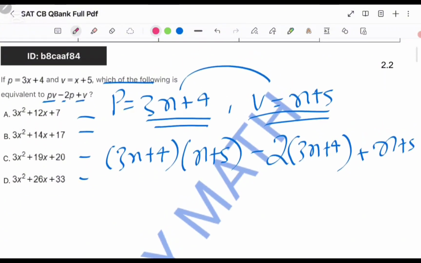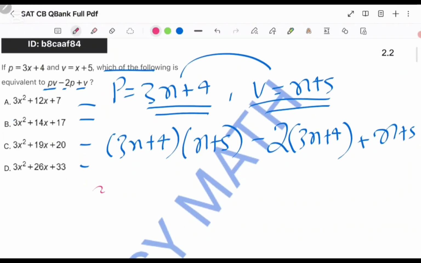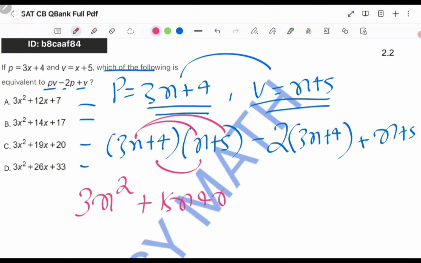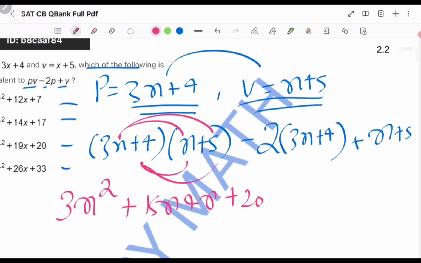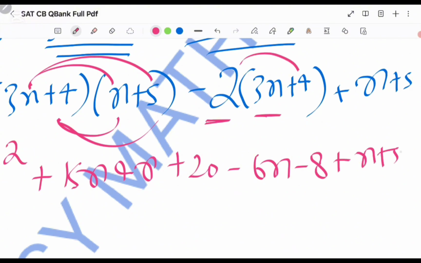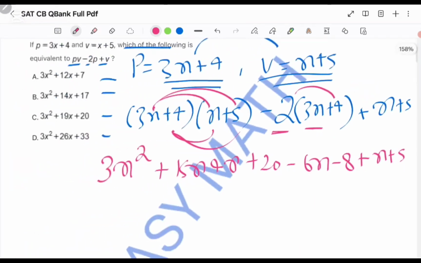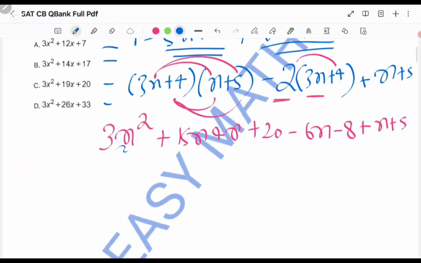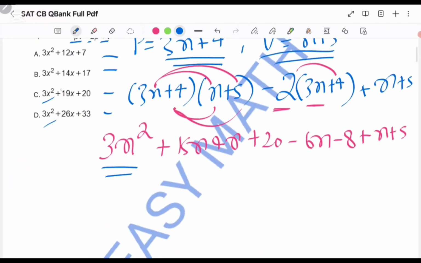First of all, 3x multiplied by x, we have 3x squared, and then 3x multiplied by 5, we have 15x, and then 4x plus 20. Negative 2 and 3x, we have negative 6x, minus 2 times 4, which is going to be minus 8, plus x plus 5 as it is. Now we're going to be joining the like terms.